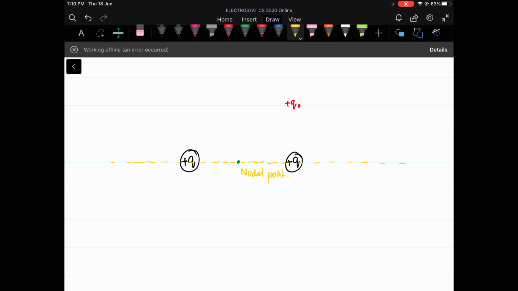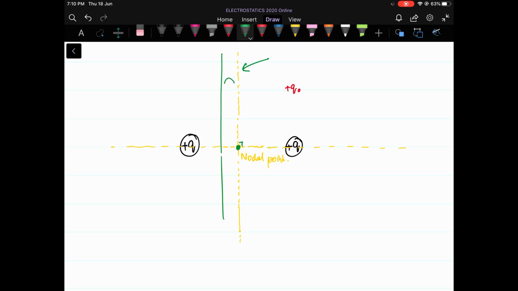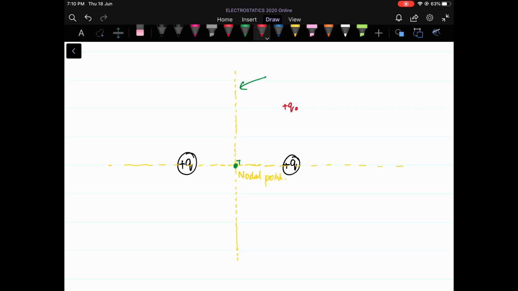Now what you need to do is that wherever you get this nodal point, you are going to draw an imaginary line perpendicular to the axis of the charge system at the nodal point. So you can see here this line is drawn perpendicular to the axis of the system, such that it passes through the nodal point. Now this line is going to help us because if I take this positive test charge and keep it somewhere here, the first charge is going to repel it in this direction with a very big force because it is very close to that point.